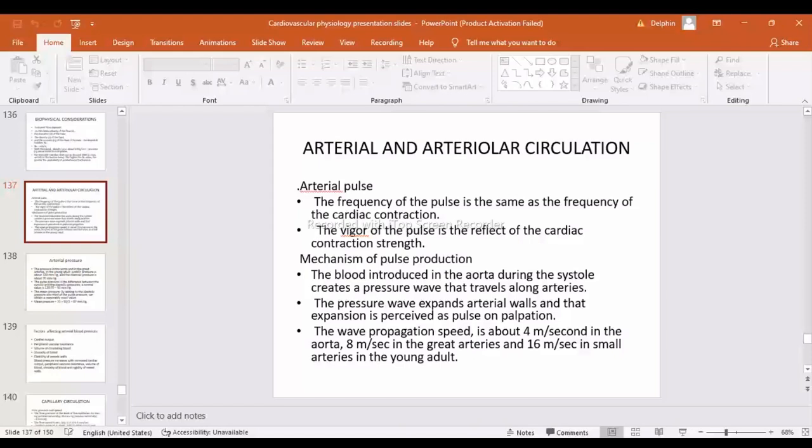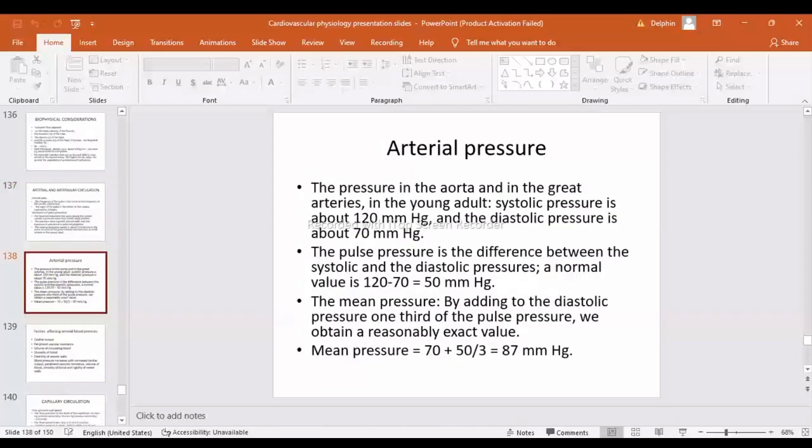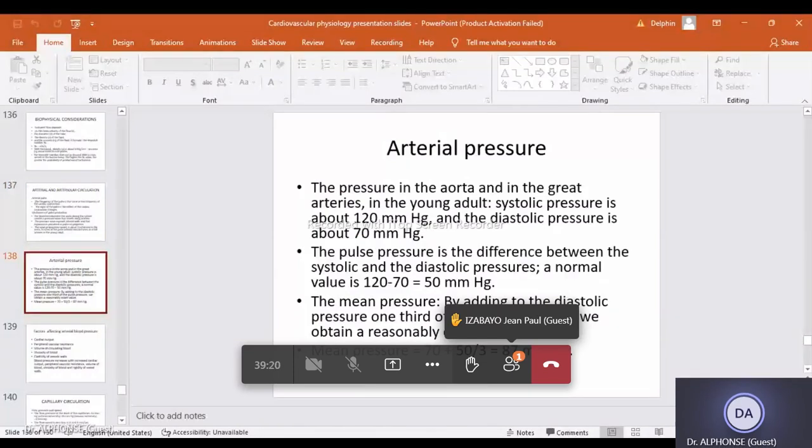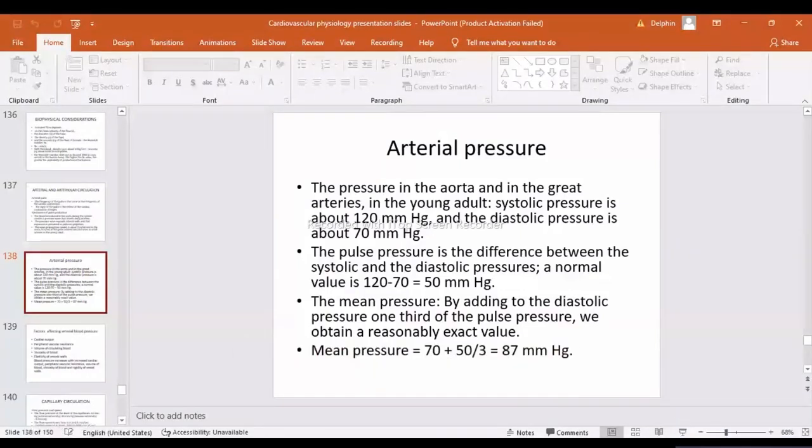And for pressure, in normal adult individuals, systolic pressure is about 120 millimeters of mercury, and the diastolic pressure is about 70 millimeters of mercury. And we have a so-called pulse pressure. It's the difference between the systolic and diastolic pressure. A normal value is about 50 millimeters of mercury. The mean pressure, by adding to diastolic pressure one third of the pulse pressure, we obtain a reasonably exact value of 87 millimeters of mercury.